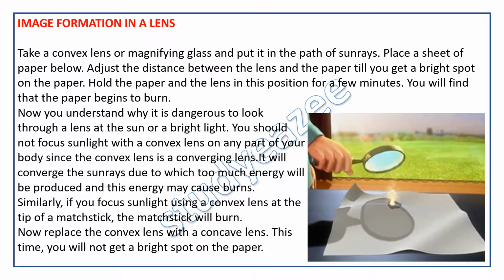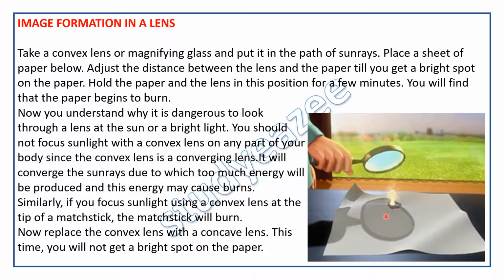Now we study image formation in a lens. Take a convex lens or a magnifying glass and put it in the path of the sun rays. Place a sheet of paper below. Adjust the distance between the lens and the paper till you get a bright spot on the paper. Hold the paper and the lens in this position for a few minutes. You will find that the paper begins to burn.